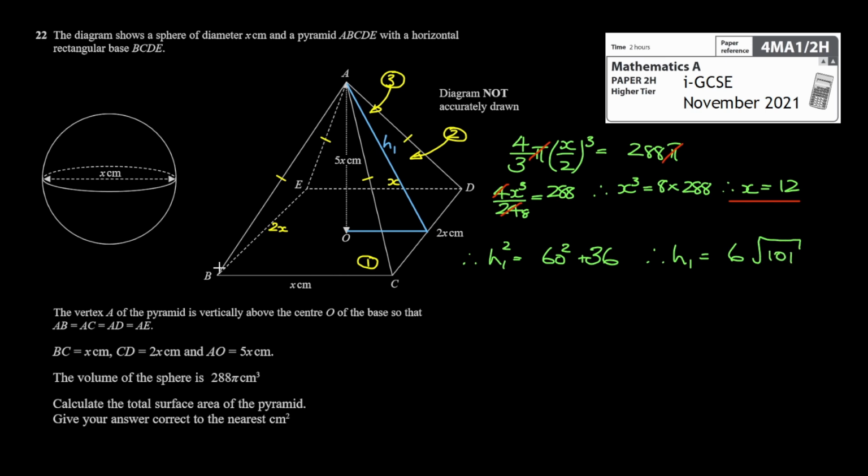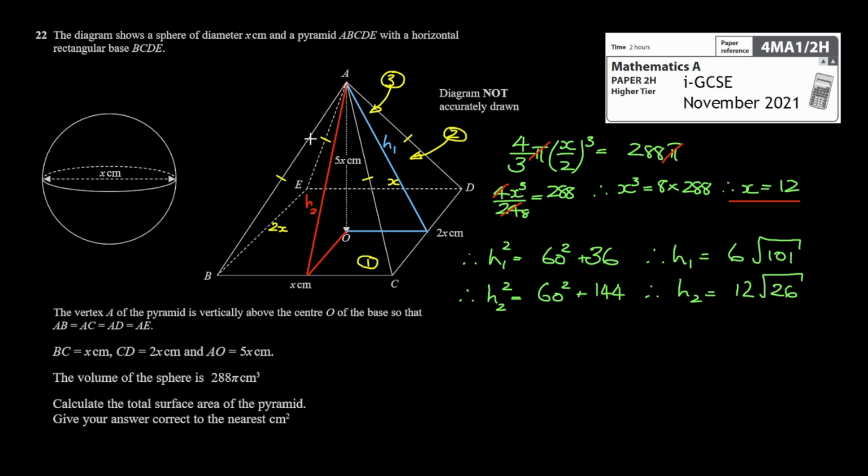So let's do the same for the other pair of faces with x as their base. I want the distance of this line, and I can find that by using this right angle triangle, and I'm going to call this h2. So therefore I can say h2 squared is equal to, again, 60 squared, plus in this case half of 2x, which is x squared. So this is 144. And again, if you work that out, h2 becomes 12 root 26.